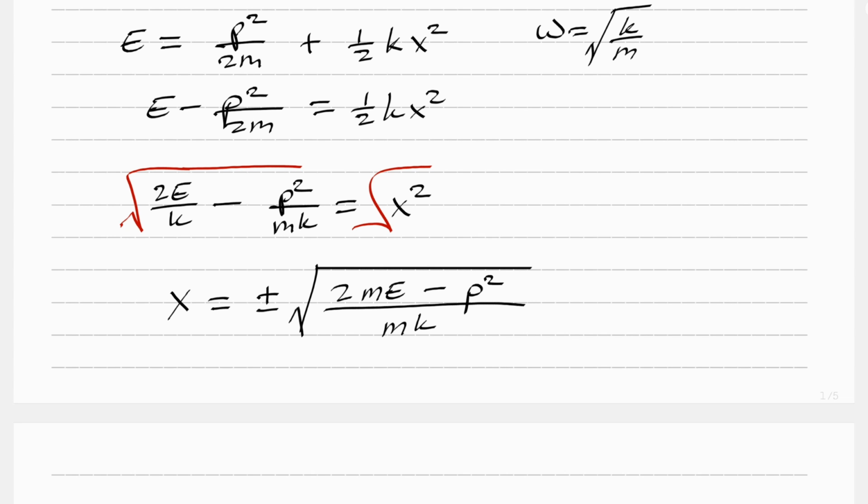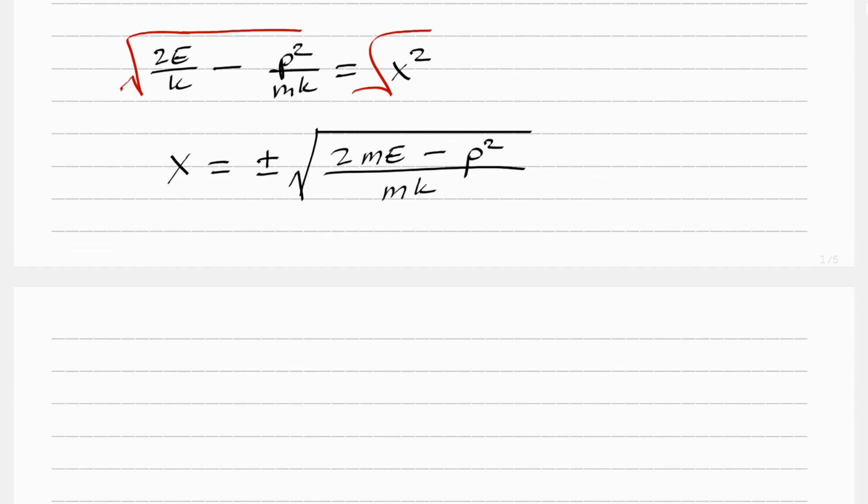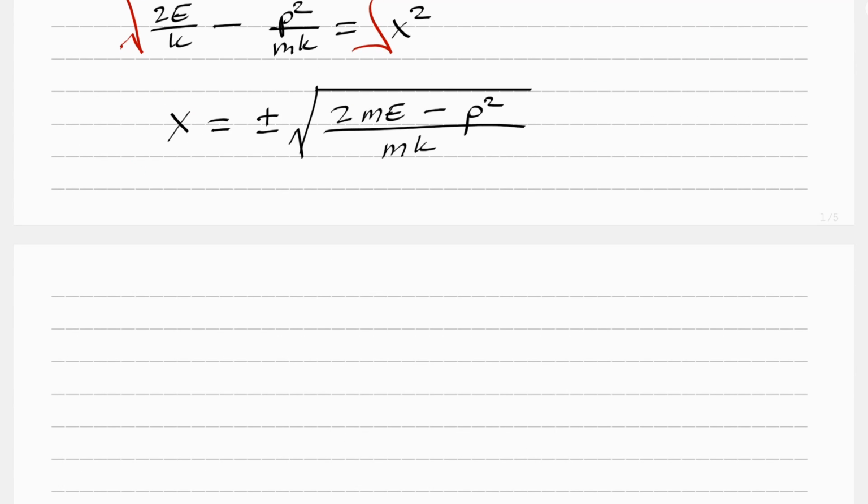Looking back to what we're actually trying to do, we're trying to find the classical probability distribution rho as a function of the momenta p, so it makes sense that finding x as a function of p is going to help us do that, and we'll see why as we go through the problem a little bit more.